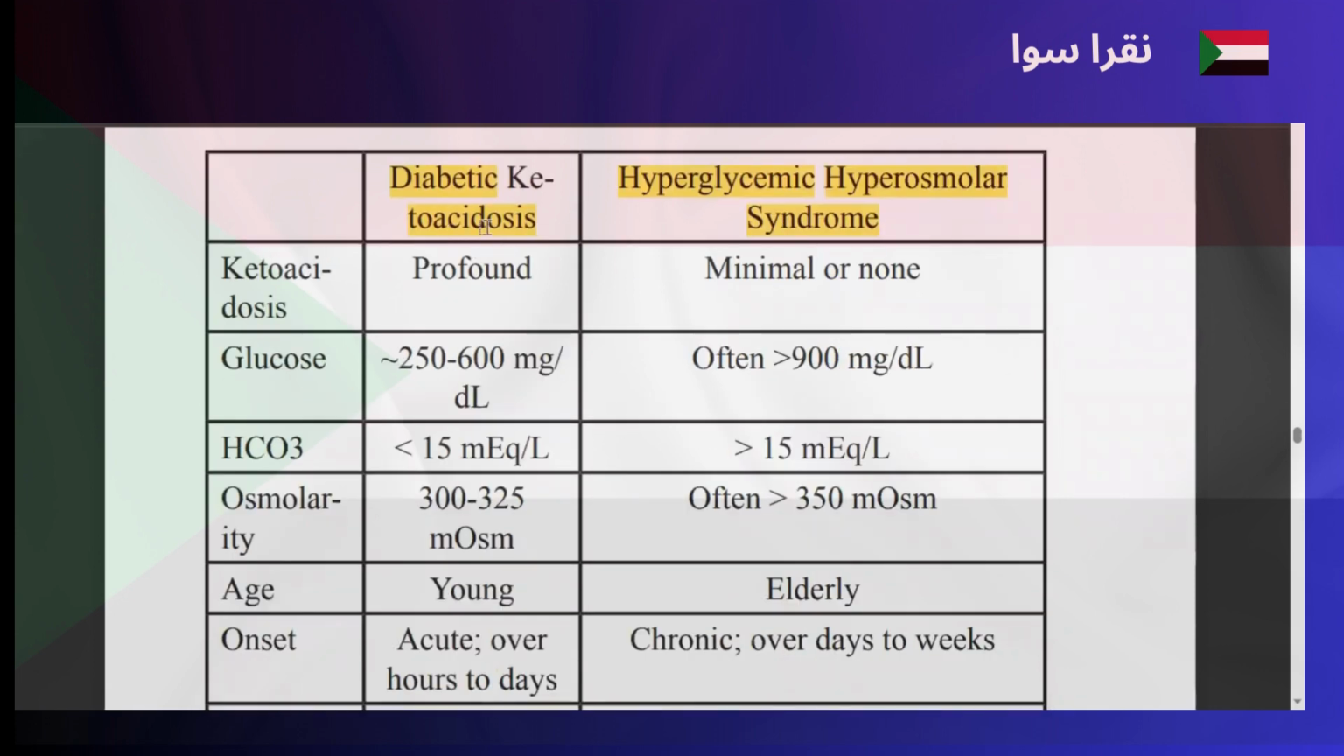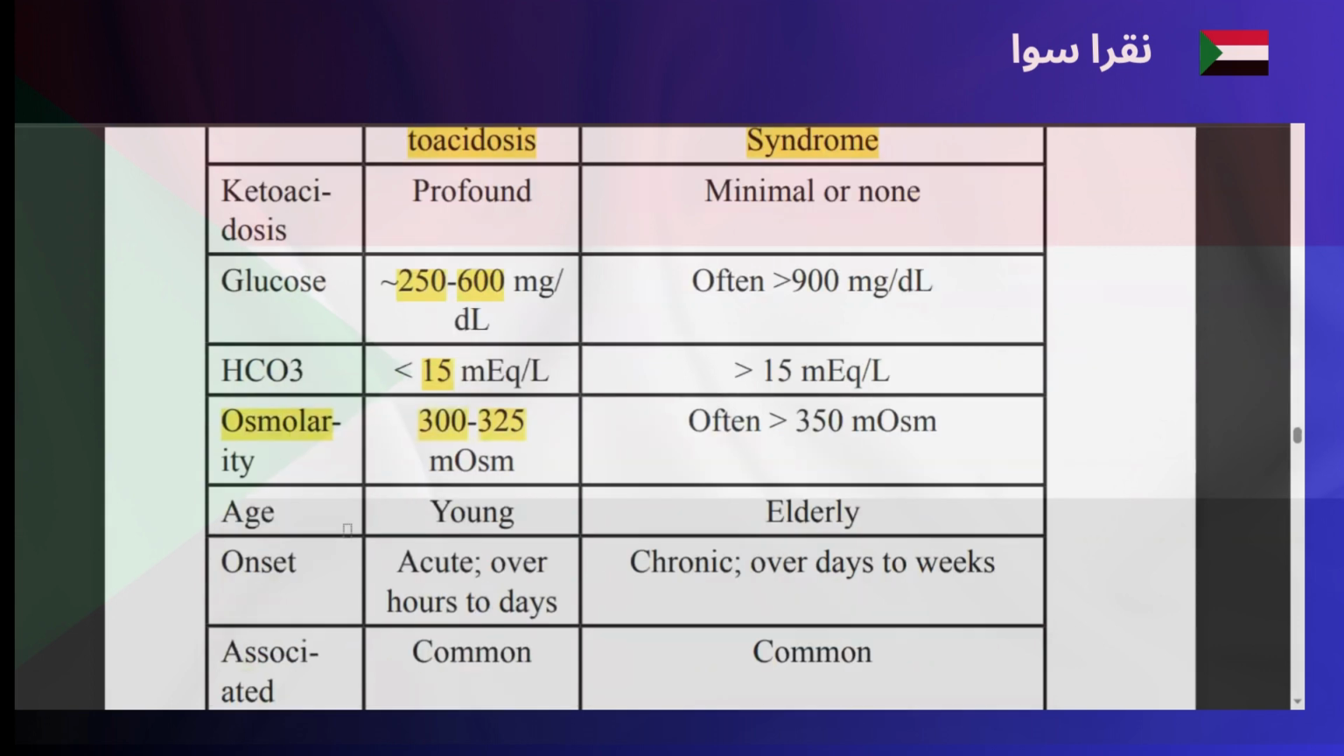In diabetic ketoacidosis, the ketoacidosis is profound. The glucose is around 250 to 600 milligrams per deciliter. The HCO3 is less than 15. The osmolarity is between 300 to 325. Age of patient: young. The onset is acute, over hours to day.